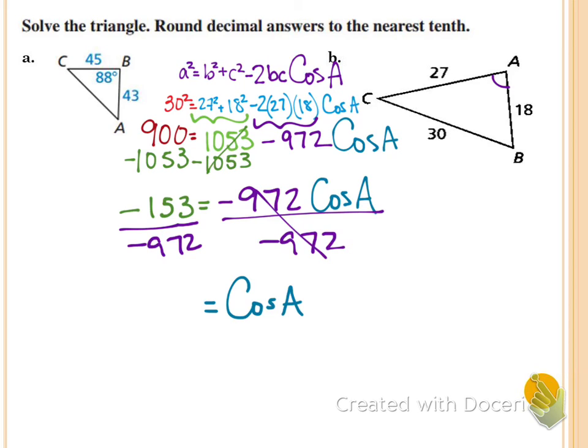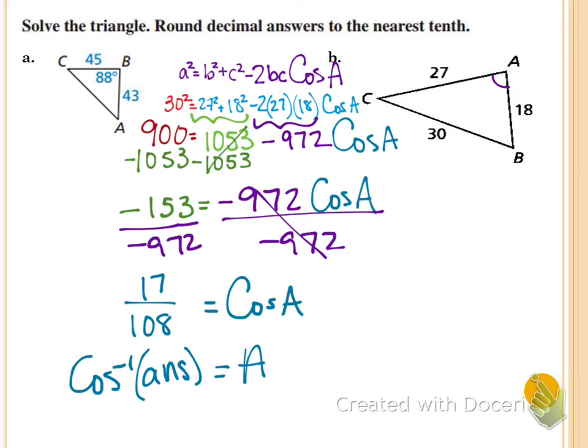So again, I would leave it in your calculator. It does reduce, so mine gave me 17 over 108. But that's what cosine of A equals. So we are going to hit shift cosine of your previous answer. So what do we get for the measure of angle A? 80.9. So that means all of them are going to be acute. That was our biggest angle. So they're all going to be acute.